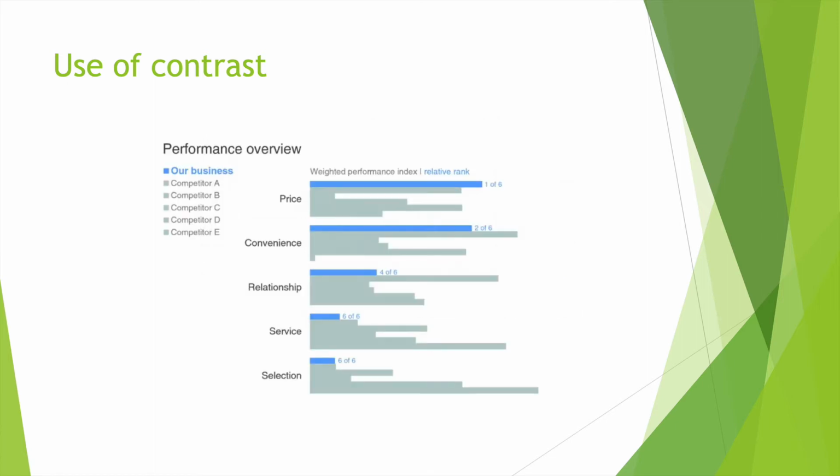Performance overview, this right here, same thing. It has competitor A, B, and C. You can tell what the rank is. You could really tell what this is off the bat, but a good story goes with it well.